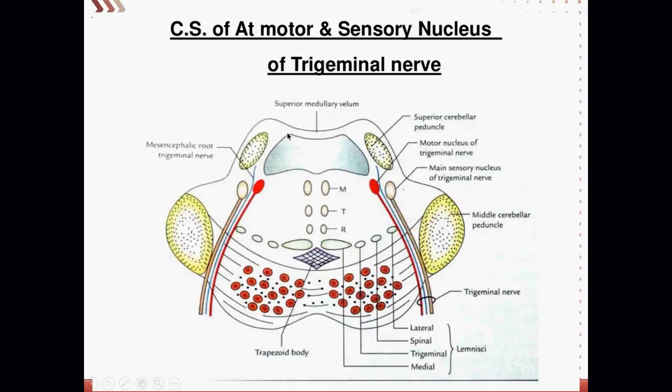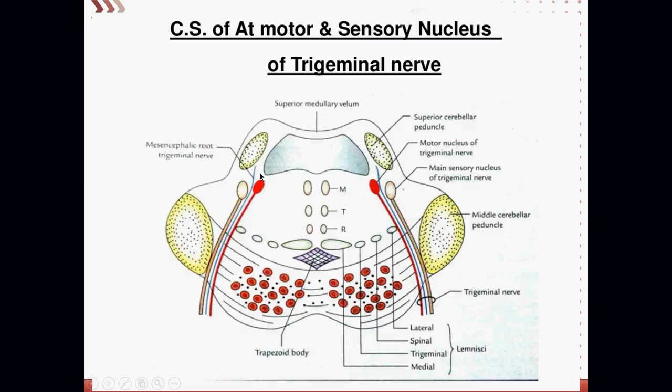Now the cross section at the level of the trigeminal nerve. So the same, it is anteriorly divided into the ventral basilar part and the dorsal tegmental part. The ventral basilar part contains the same fibers arising from the cortex of the cerebrum: corticospinal fibers, corticonuclear fibers and corticopontine fibers. And from the pons, crossing to the opposite side, are the pontocerebellar fibers.